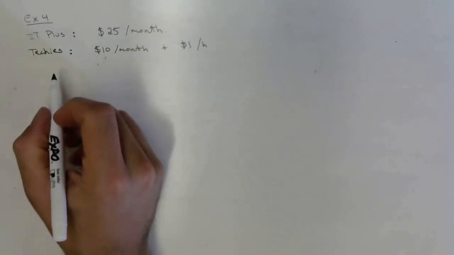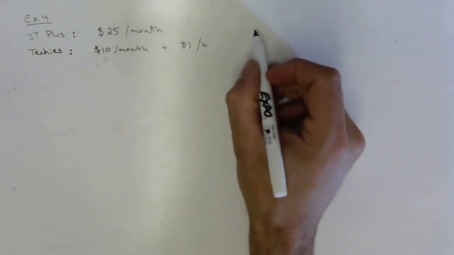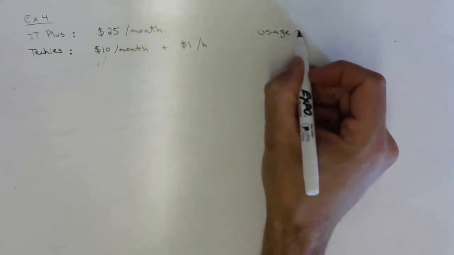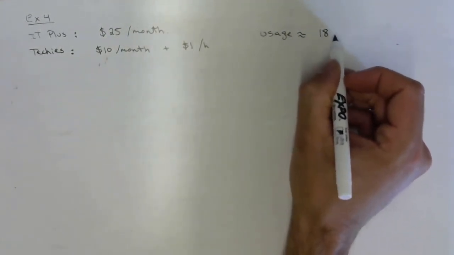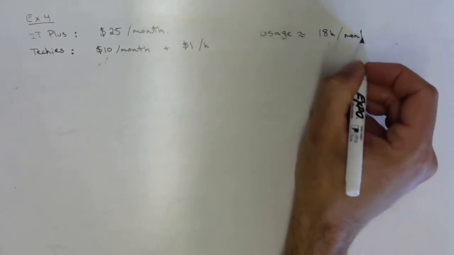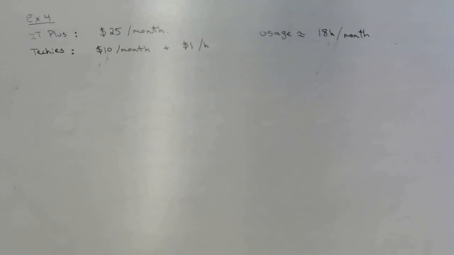Internet's not measured in hours, but they're simplifying this for us. If Brian and Catherine expect to use their internet for approximately 18 hours every month, what's better for them? So they're going to use, usage, approximately 18 hours per month. Okay, just jotting down the important information as we move along.